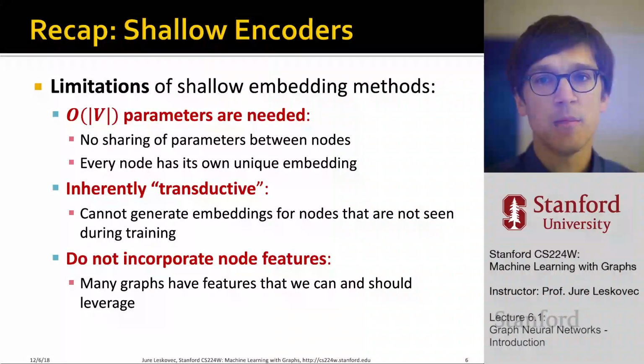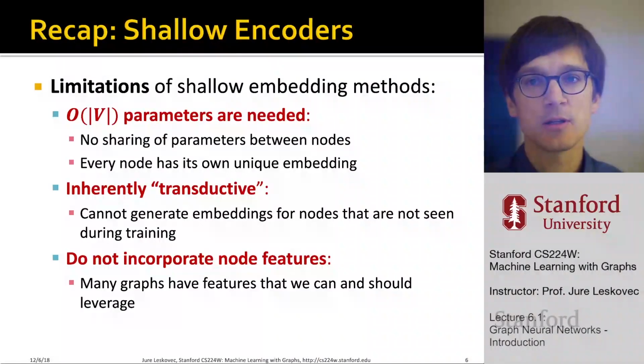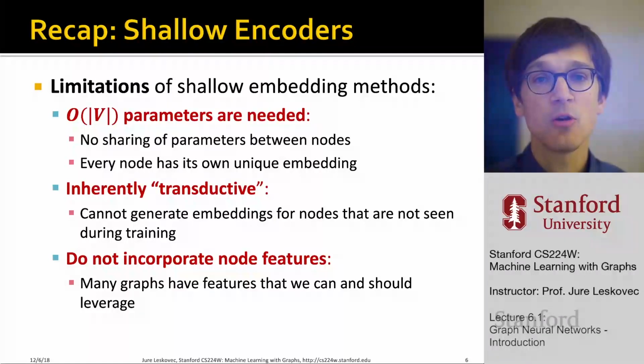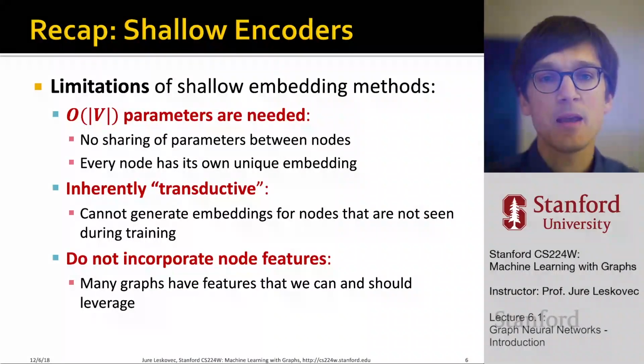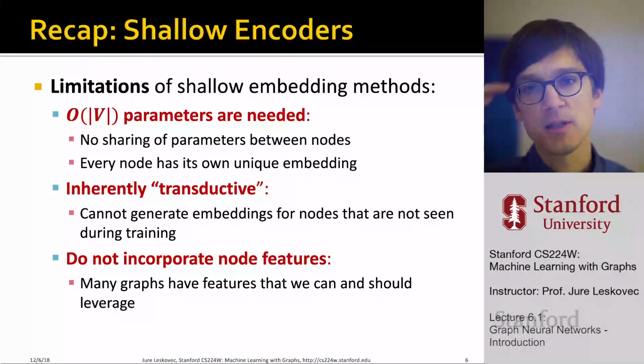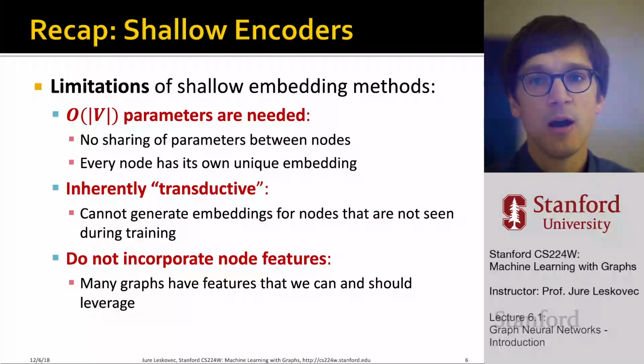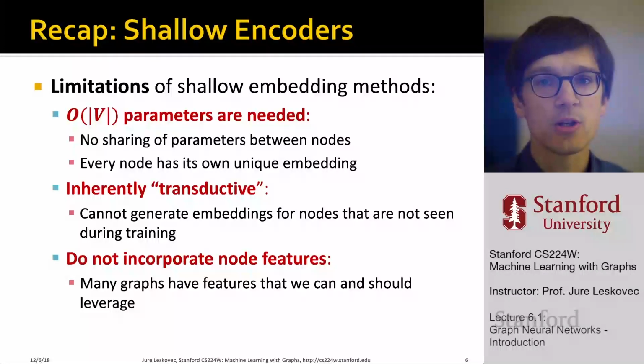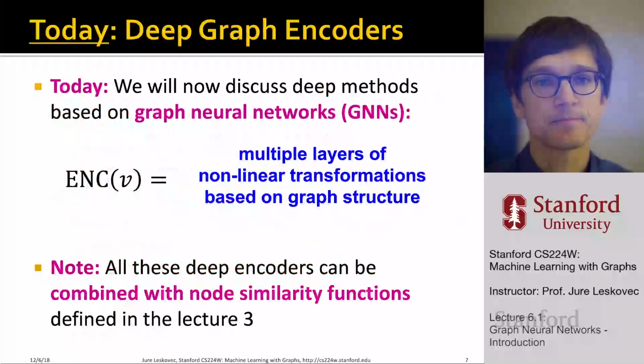And then another important drawback of the shallow encoders, as I said, like DeepWalk or Node2Vec, is that they do not incorporate node features, right? Many graphs have features, properties attached to the nodes of the network, and these approaches do not naturally leverage them. So today we are going to talk about deep graph encoders.